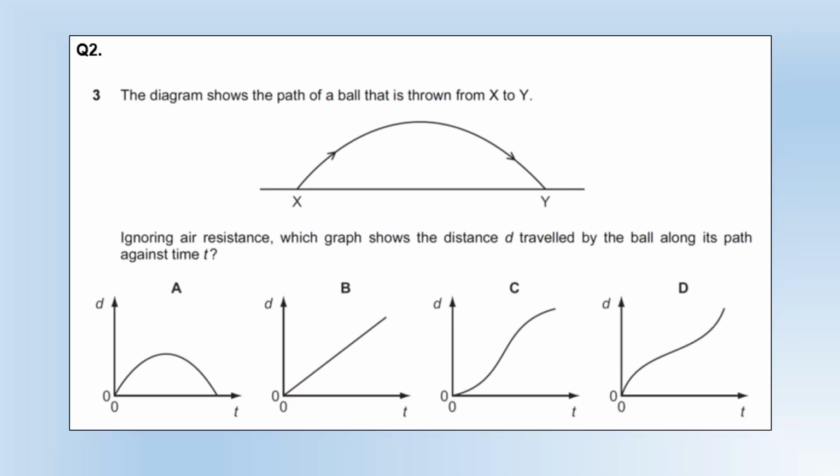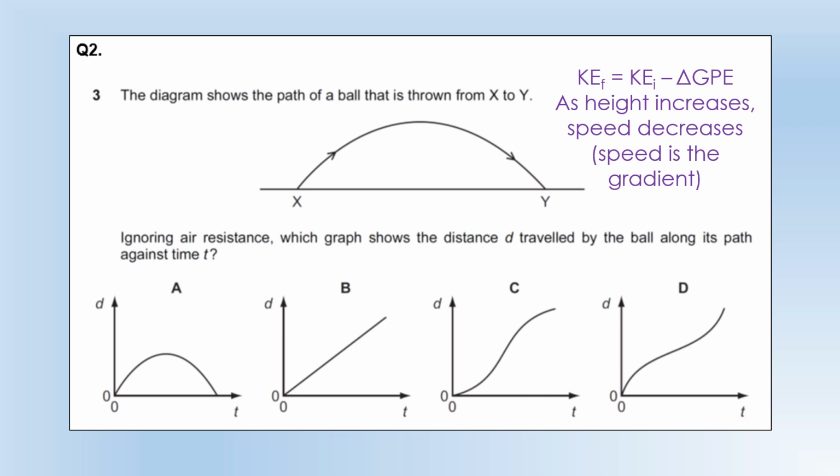So the diagram shows the path of the ball thrown from X to Y, ignoring air resistance. Which graph shows the distance travelled by the ball along its path against time? Okay, so we've got a distance versus time graph, so the gradient is going to be the speed of the ball. So I'm going to think about this one in terms of conservation of energy.